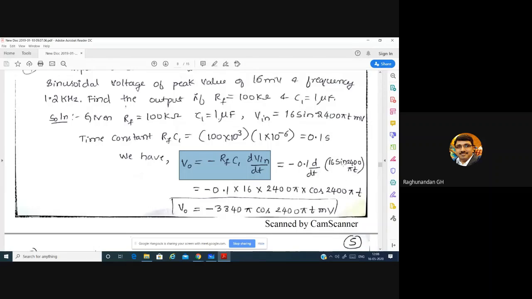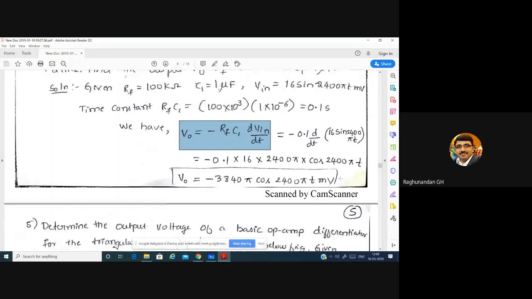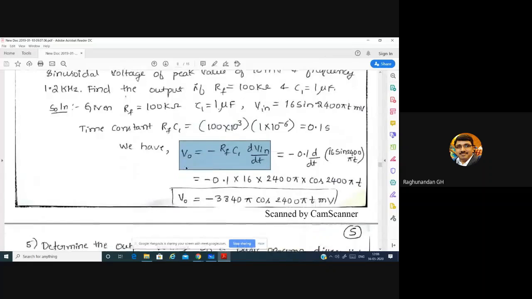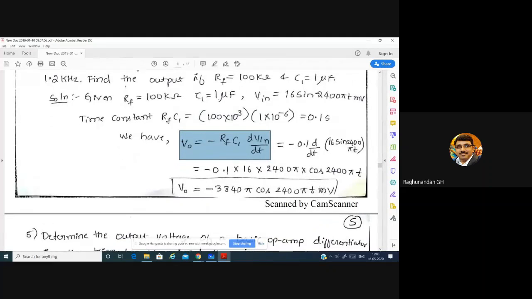Afterwards, differentiate sine 2400 pi t. So differentiation of that gives 2400 pi into cos 2400 pi t. Afterwards, you'll get this final answer. Since our input was also in millivolt, write the output also in millivolt.